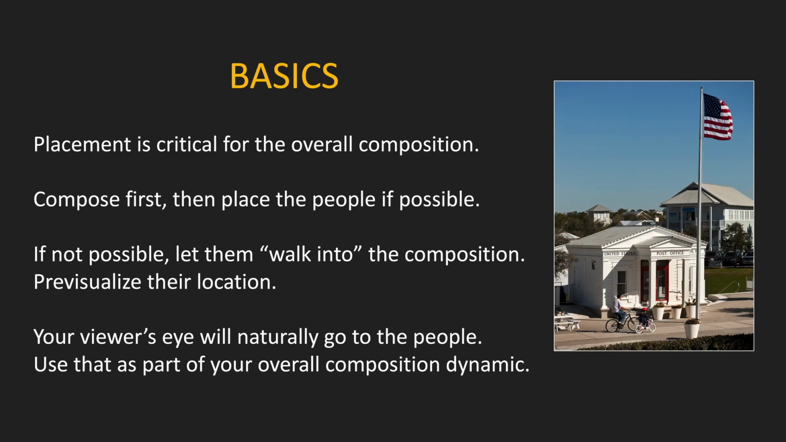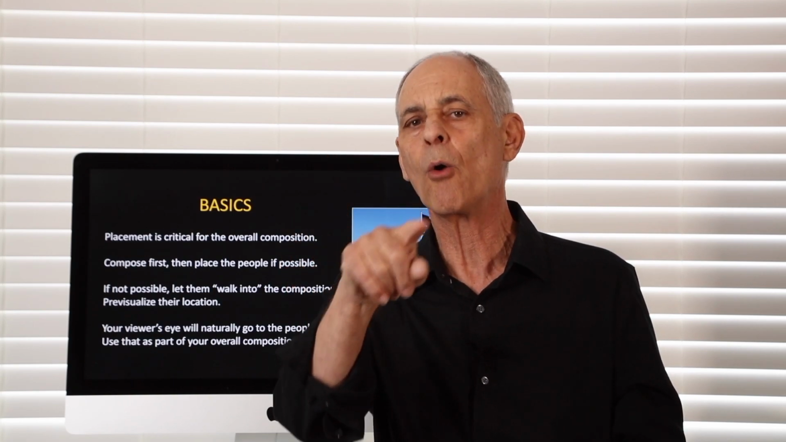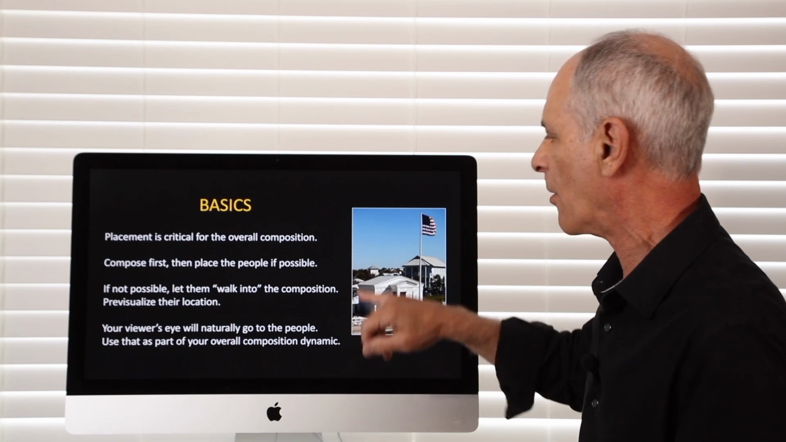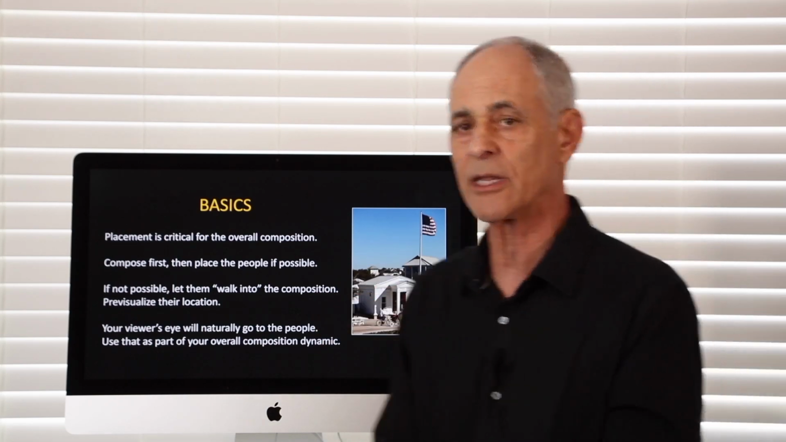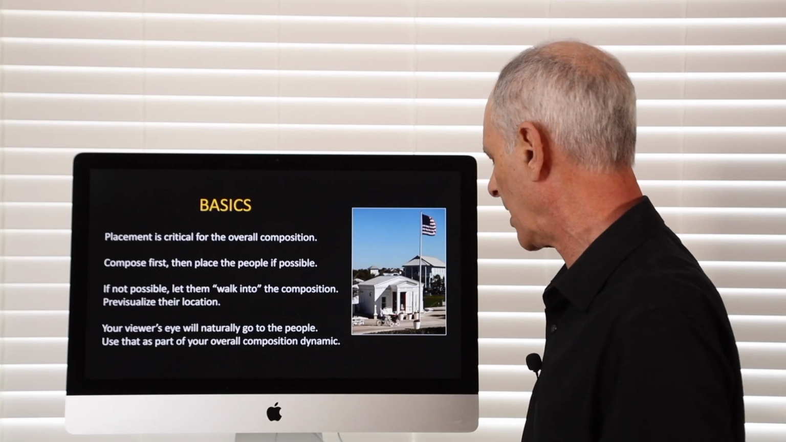Number 2, if possible, compose your image first and then place the people in the shot. Now, if that's not possible, for example, in this shot at Seaside, set your photograph up and then imagine where you want them to be, and then be patient and wait for them either to walk into just that spot, or in this case to ride their bicycles right into that spot. Your viewer's eye is going to naturally go to the people, so you need to use that as part of your overall compositional dynamic, and we'll get into this.